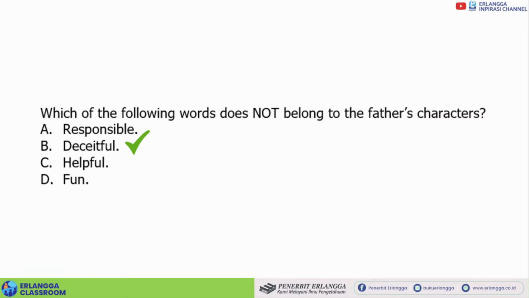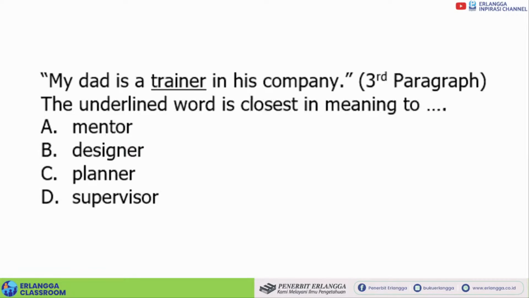Oke, lanjut ya. Semakin menantang ya. Now, my dad is a trainer in this company. The third paragraph. Tidak usah refer kembali ya, because I believe you can answer the questions because you have understood the text. The underlined word is closest in meaning to trainer ya. Trainer. Yeah, good. Yeah, is it mentor, designer, planner, supervisor? So, yeah, this is a mentor. Okay, very good. Now, let's continue then.